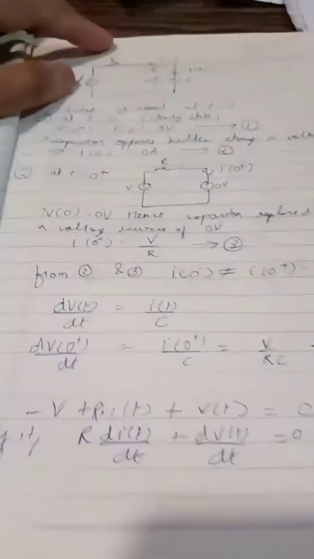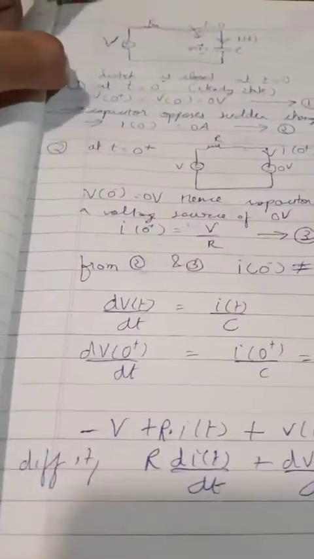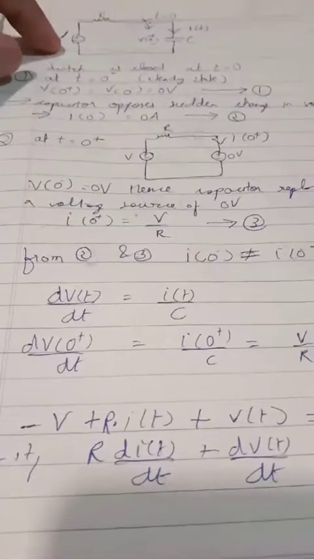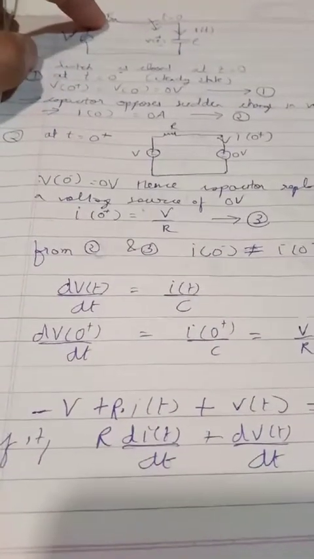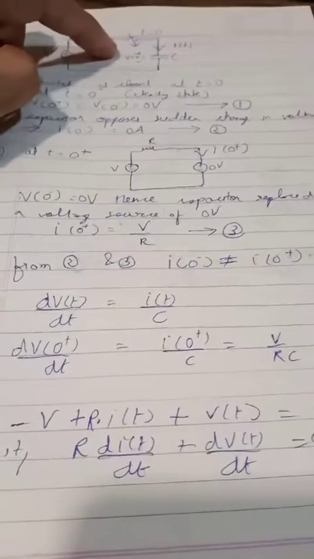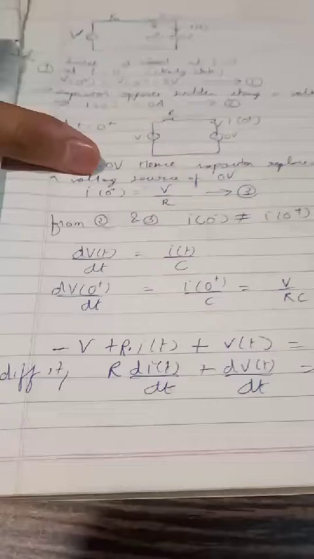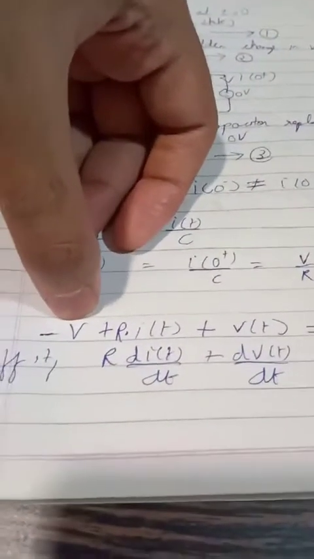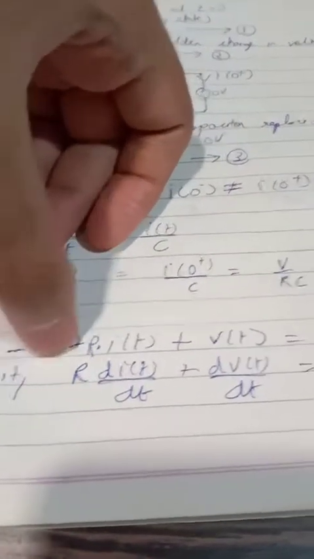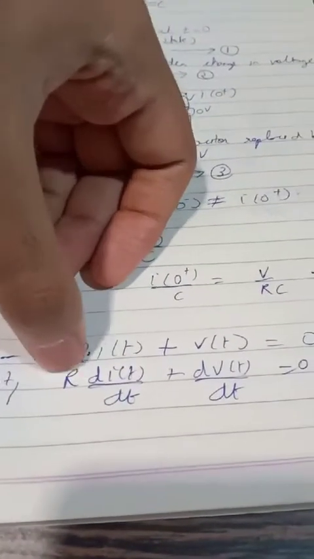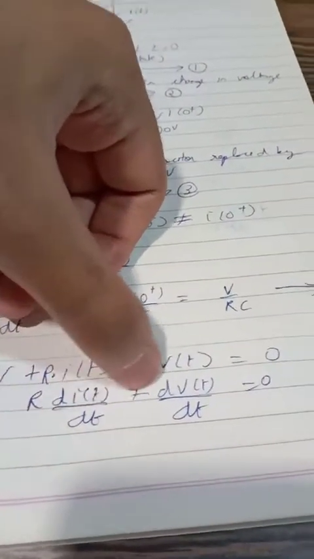Now if we apply Kirchhoff's voltage law in this circuit for any time t, then we get minus V plus R times i(t) plus v(t) equal to 0, where v(t) is the voltage across the capacitor. If we differentiate this equation with respect to time, the derivative of the constant will be 0. So this will be R di(t)/dt plus dv(t)/dt equal to 0. So the value of di/dt is equal to minus 1 by R times dv(t)/dt.